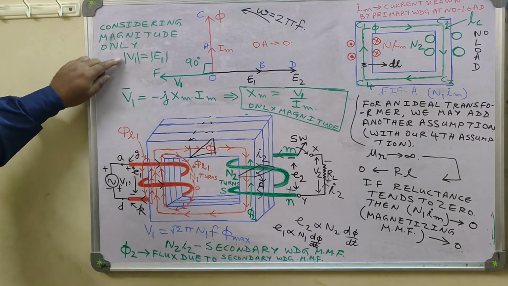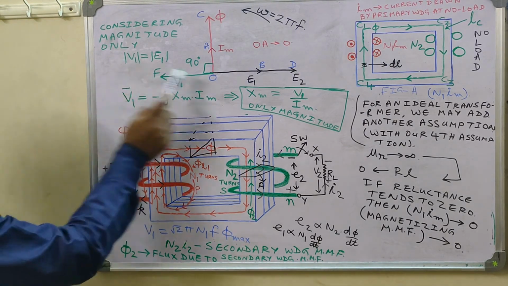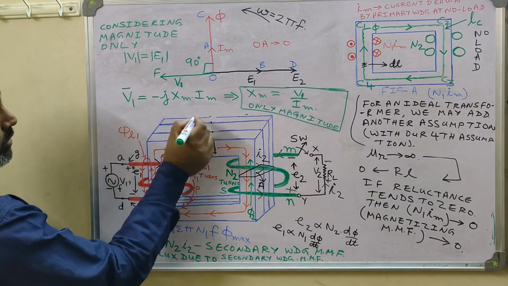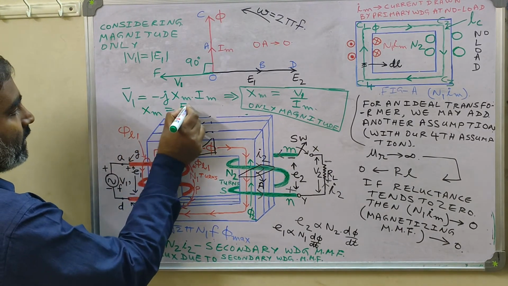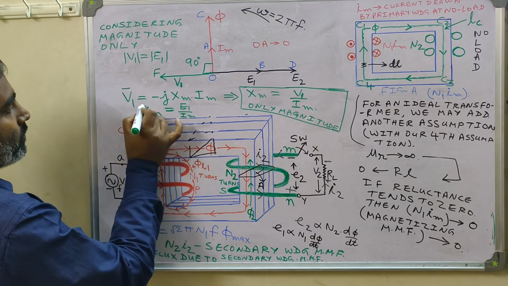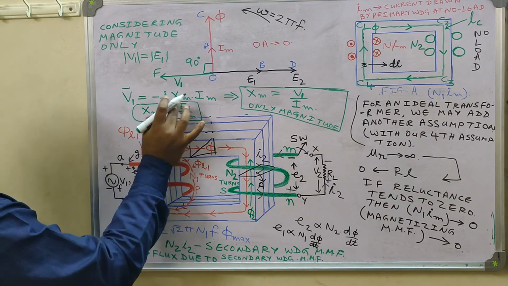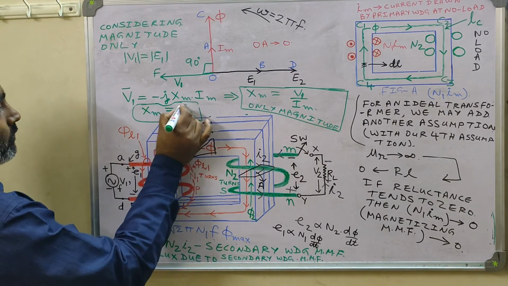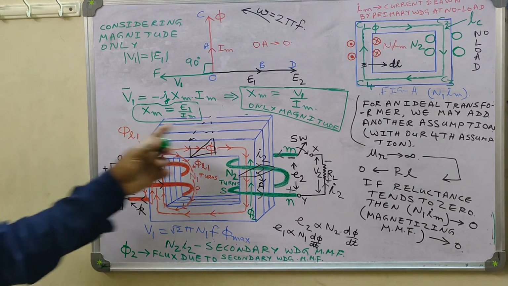But since from the magnitude point of view, from the consideration that we are only taking the magnitude, we can replace V1 by E1. So we can equally write here that Xm is also equal to nothing but E1 by Im. So Xm equals E1 by Im or Xm equals V1 by Im.